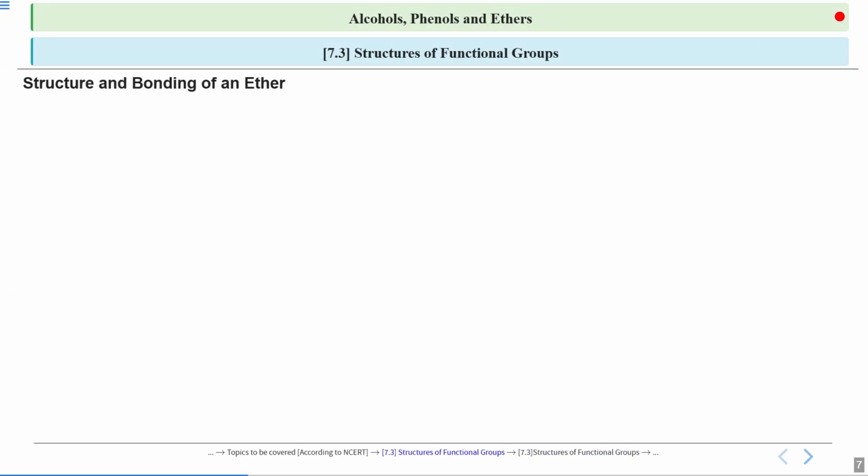Now, if we talk about the structure and bonding of an ether, we have seen the alcohol structure, its characteristics like bonding, bond length and bond angle, and then we have seen the phenol structure, bond length and bond angle. Now we will talk about the bonding and the structure of an ether.